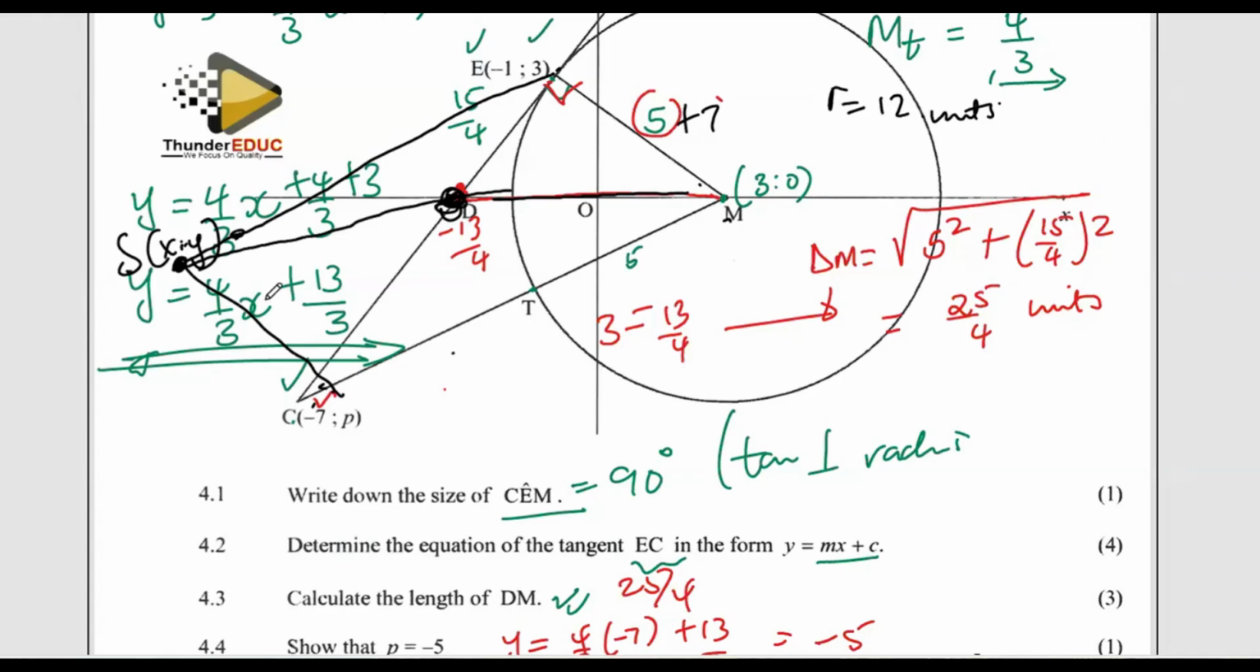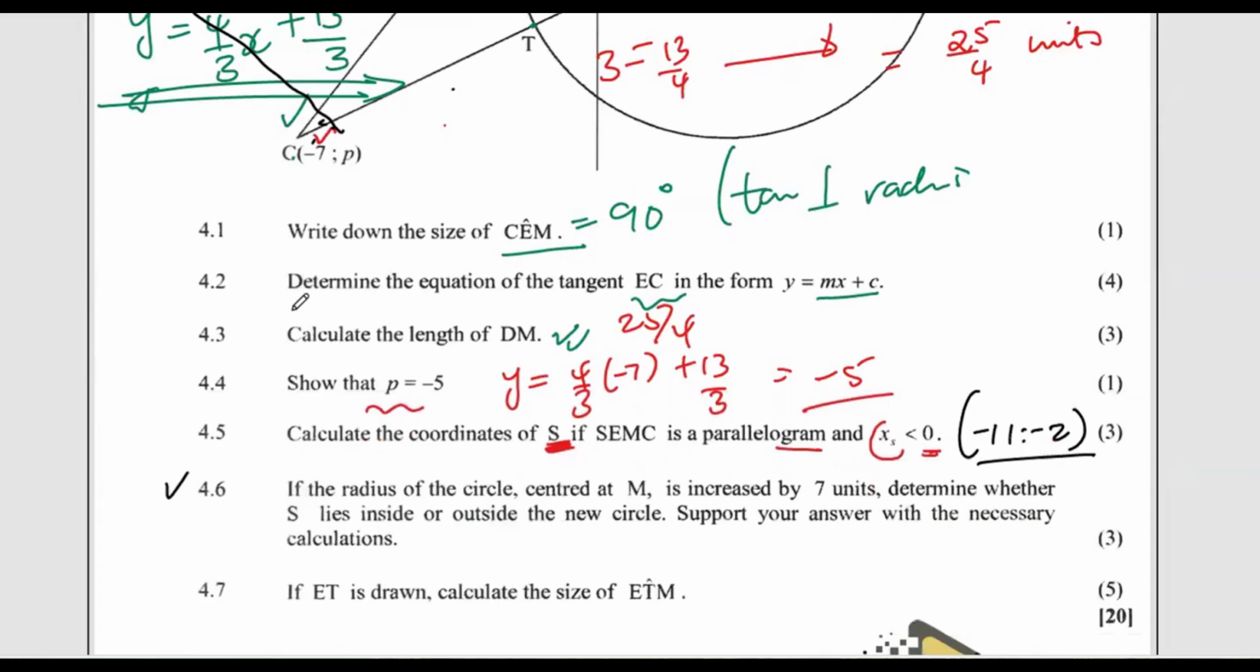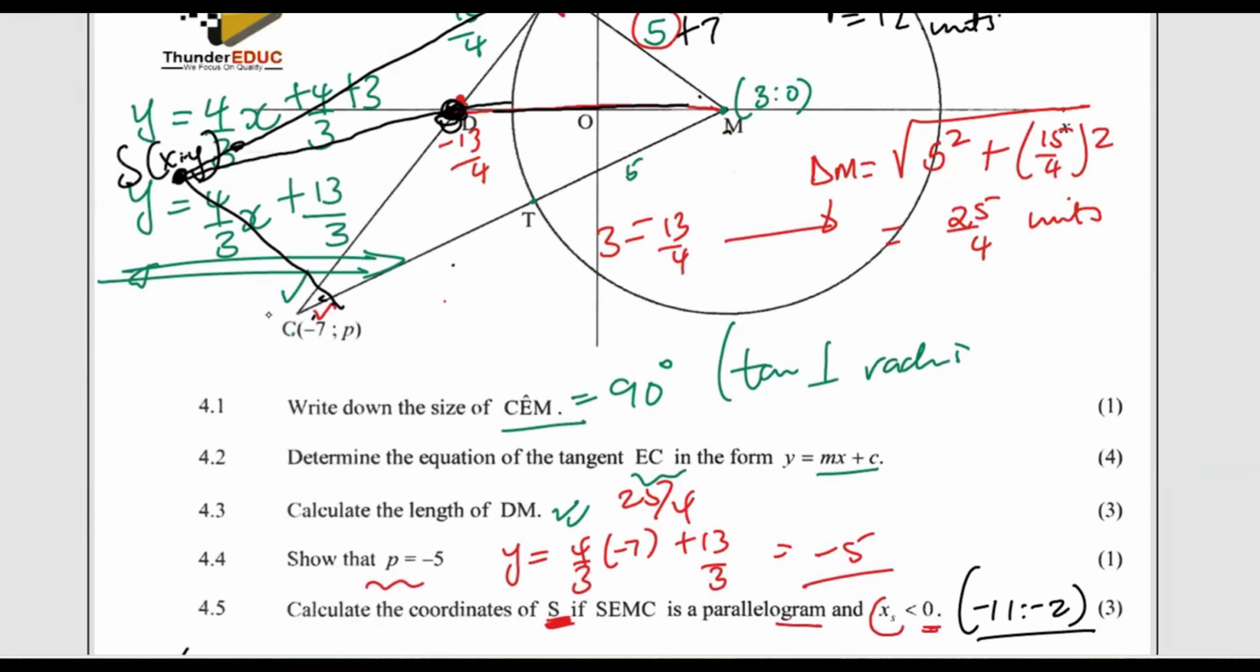Good. Now, they're asking us, determine whether S lies inside or outside of the new circle. Support your answer with the necessary calculations. So I'm going to look at this center and this coordinate S and see what distance is here. If the distance between S and M is smaller than 12, then it lies within. If the distance is bigger, then it lies outside.